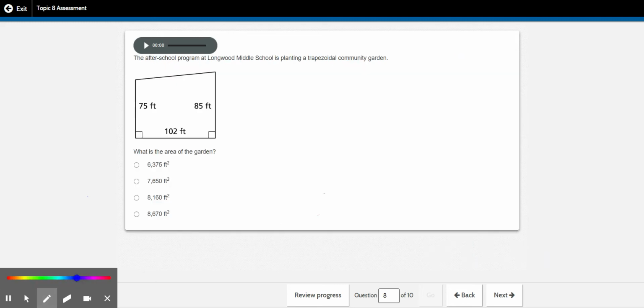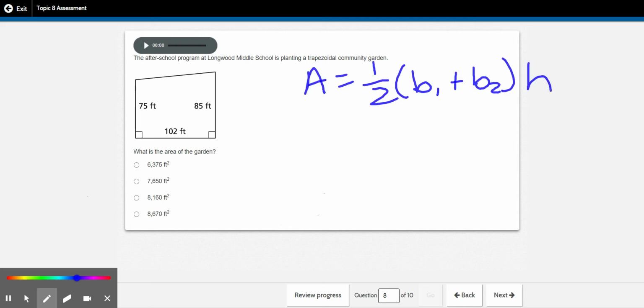The after-school program at Longwood Middle School is planning a trapezoidal community garden. What is the area of the garden? I'll be honest with you, I'm surprised that they gave you this question because we did not talk about trapezoids much this chapter. You did do it last year in 6th grade. So let's use the formula to find the area of a trapezoid. Here's our formula. The 1/2 stays the same.